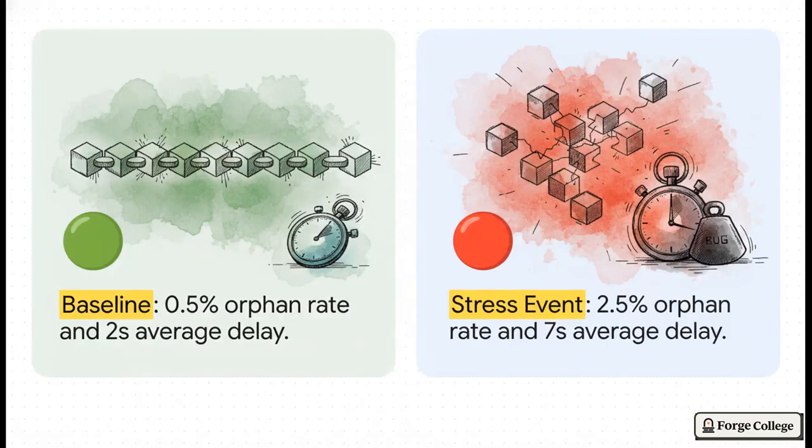Let's look at a really concrete example of a stress test in action. Say our baseline is a perfectly healthy 0.5% orphan rate, with a snappy 2-second average propagation delay. But then, during our stress event, the orphan rate jumps to 2.5%, and delay spikes to 7 seconds. So, why does this matter? Well, a longer propagation delay fragments the honest mining power. While the good guys are sitting there waiting 7 seconds to hear about a new block, they're accidentally mining on old data, which creates orphans. This fragmentation effectively and artificially boosts our adversary's chance of catching up.